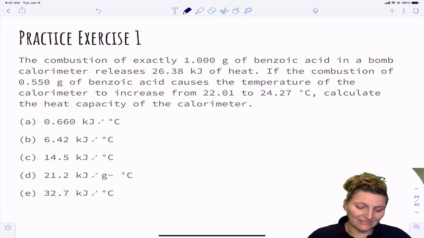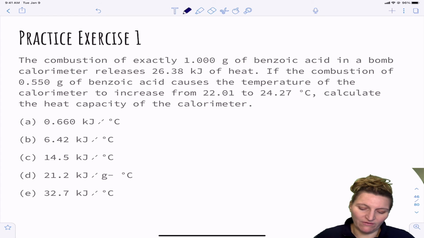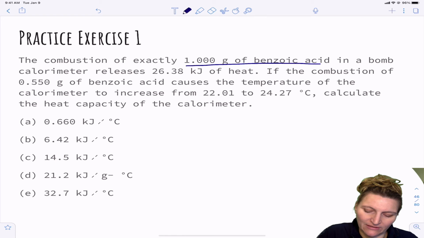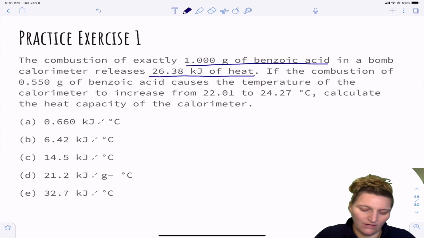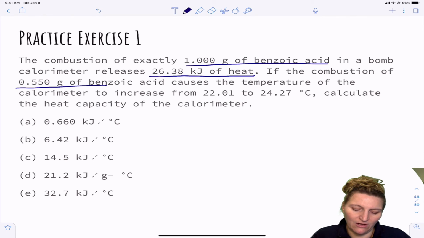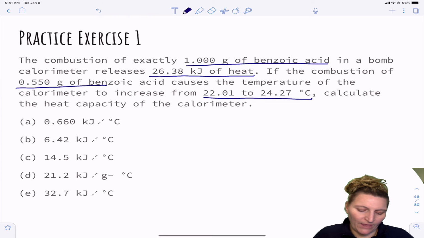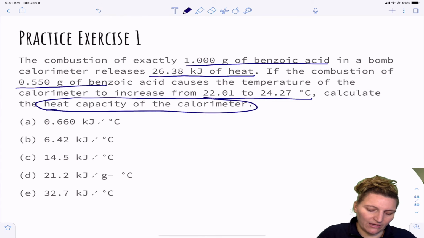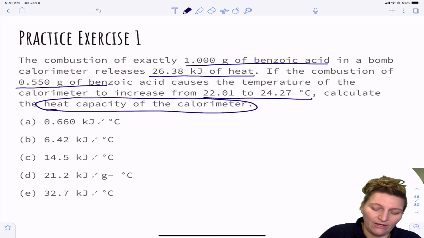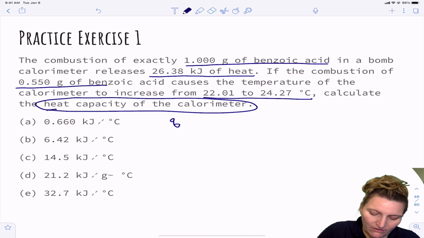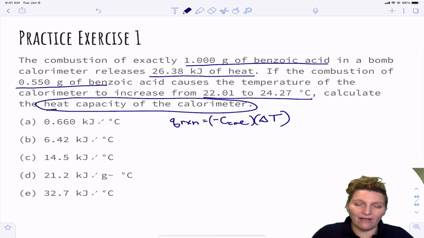Okay, let's take a look at practice exercise 1. The combustion of exactly 1 gram of benzoic acid in a bomb calorimeter releases 26.38 kilojoules of heat. If the combustion of 5.50 grams of benzoic acid causes the temperature change here, what is the heat capacity of the calorimeter? So if we're asking for the heat capacity of the calorimeter, that means Q reaction equals negative C calorimeter times delta T. And now I have delta T.